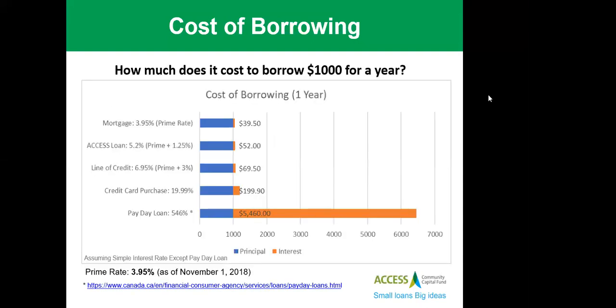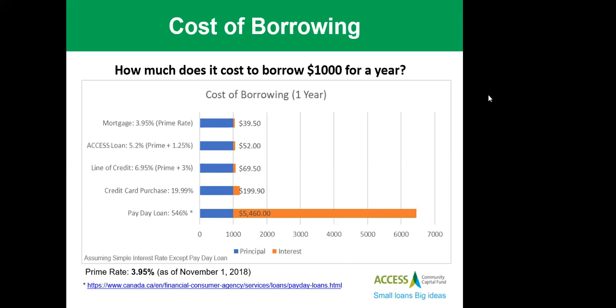So how much does it cost to borrow $1,000 for a year? Let's compare. If you qualify for a standard mortgage, it usually has the lowest rate of borrowing, as you can see from the slide. The bank usually charges prime rate slightly above or below. So right now, in this example, I use 3.95%.